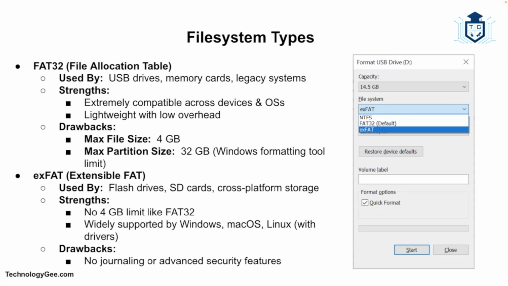Its drawbacks are it supports a 4 GB maximum file size, and it has a maximum partition size of 32 GB on Windows. You have what is called exFAT, or extensible file allocation table, and this is used by flash drives, SD cards, and it offers cross-platform sharing. Its strengths, there is no 4 GB file limit like FAT32, and this is widely supported where it can be used on Windows, Mac, and Linux with drivers. However, its drawbacks are it has no journaling or advanced features like NTFS.